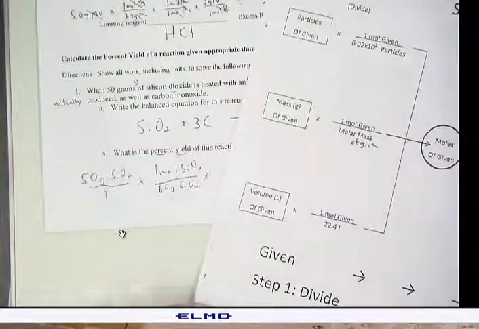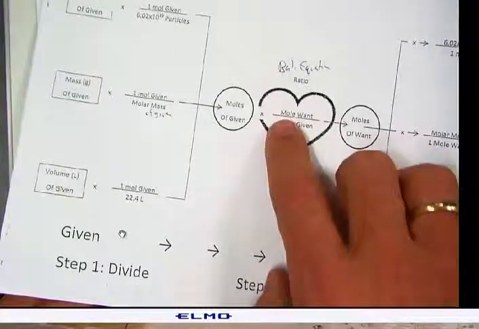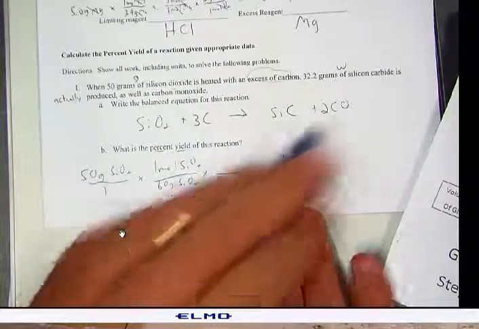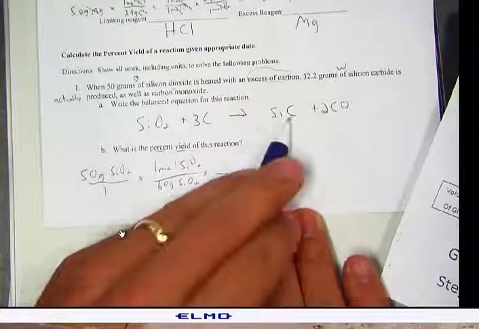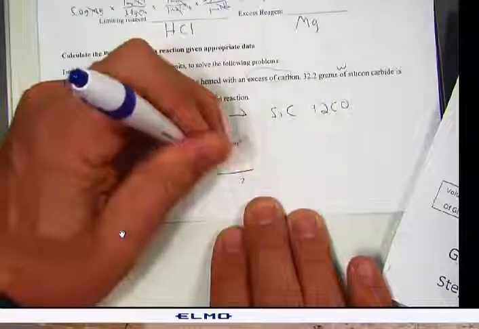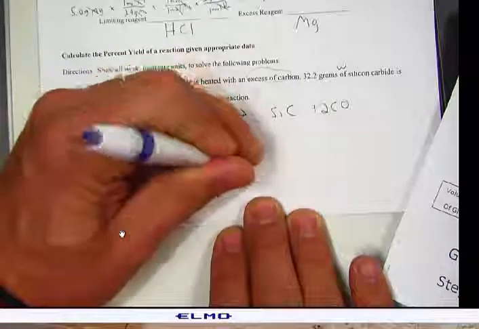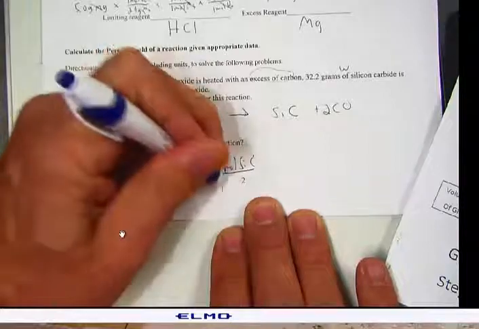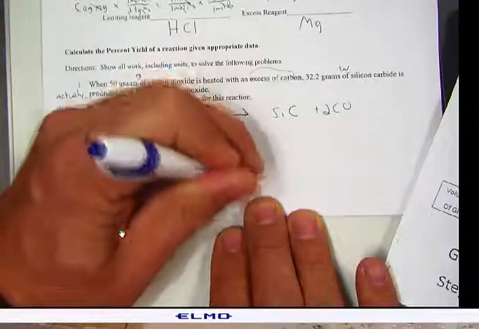We're now at the heart of the problem. The heart of the problem is the moles of want over moles of given. That comes from the balanced reaction. What's our moles of want? Want is silicon carbide. There it is with a 1 sort of next to it. 1 mole SiC. Given was SiO2, also with a 1 next to it. 1 mole SiO2.